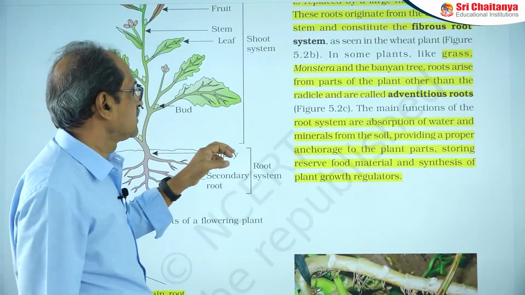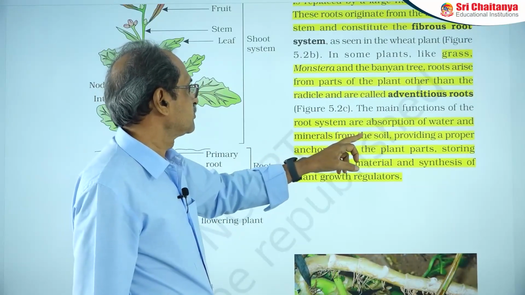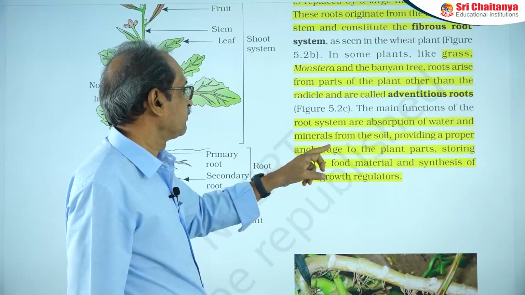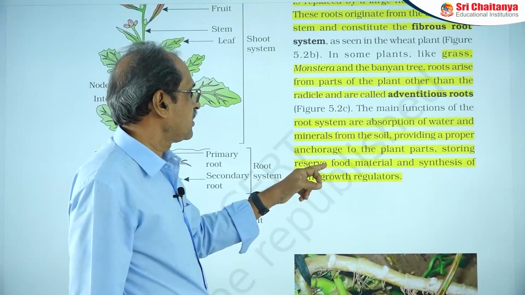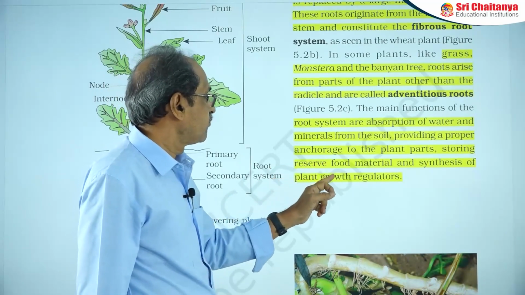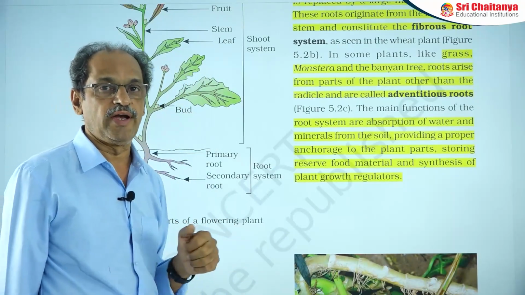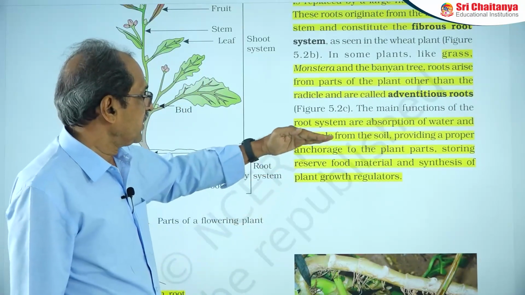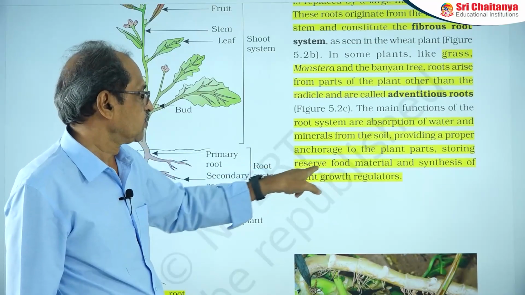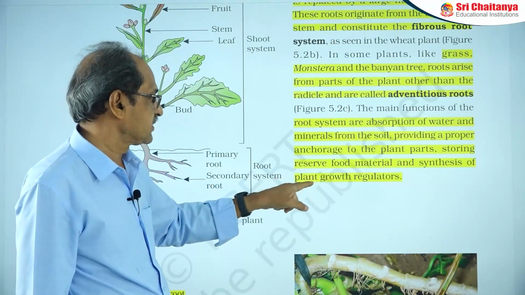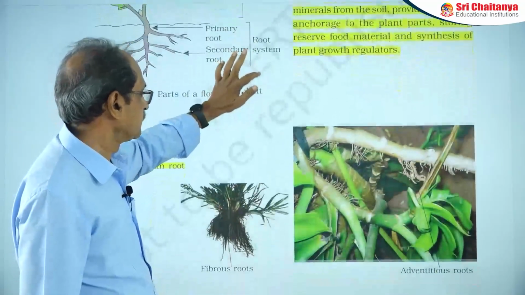The root system functions are: absorption of water and minerals from the soil, providing proper anchorage to the plant parts, storing reserve food material, and synthesis of plant growth regulators. Generally, we will memorize only the first two, but the others are also important. This is the general function of the root system.